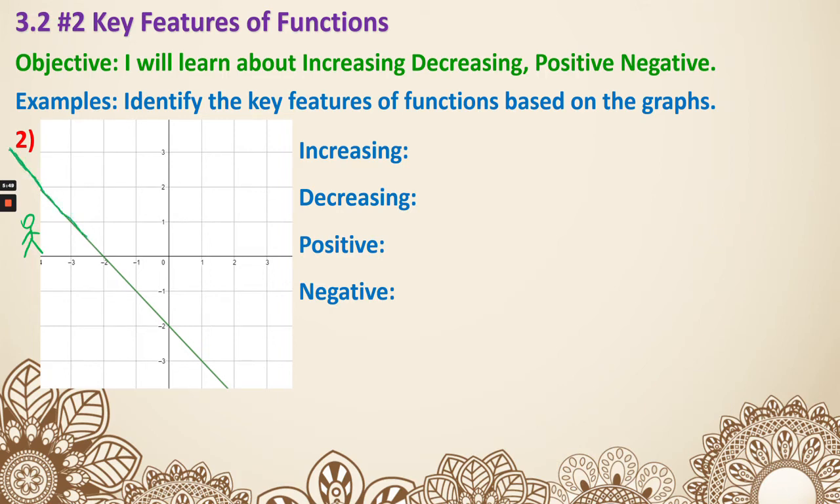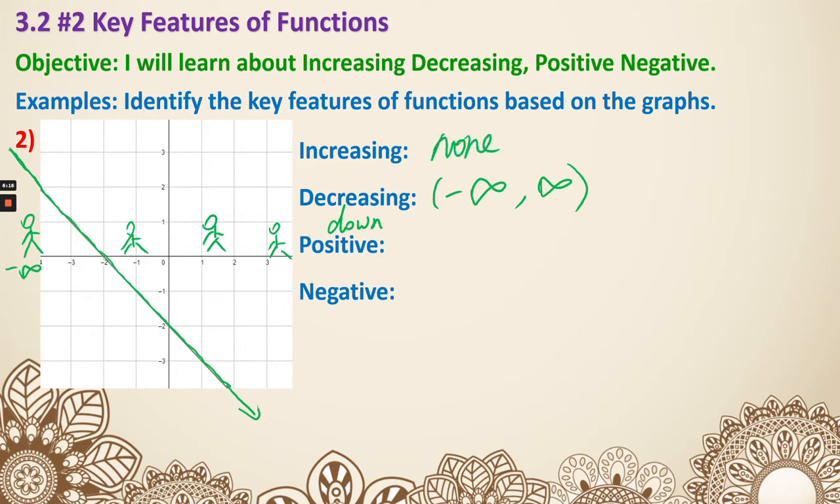this is coming down. It's still going down. Even when it's here, it's going down. When it's here, it's still going down. So ever since he started walking from negative infinity, it is going down, which means it's decreasing. And even when he's here, it's still going down, getting further away from it in that case. So it's going to infinity. Since everything is decreasing, then that means there's nothing that is increasing.